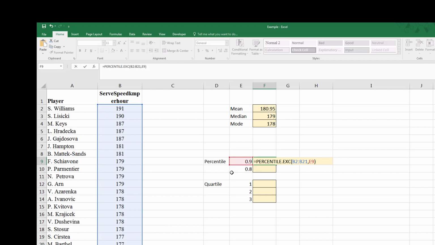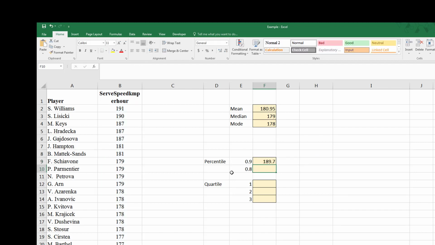Notice that the 90% has to be, the decimal needs to be adjusted so that it's 0.9 instead of 90%. And then I push return, and here's what I find. That in my data set, 90% of all of the data is 189.7 or smaller. That's how I would interpret that.